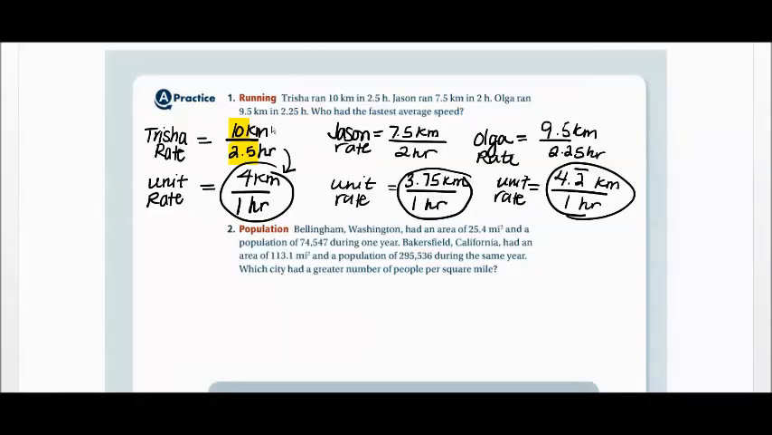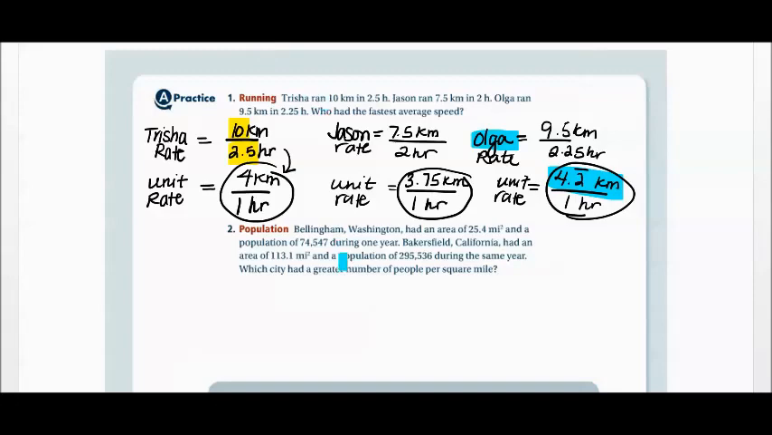Okay, so these are the 3 unit rates that I came up with. For Jason, we had 3.75 kilometers per 1 hour. For Olga, it was 4.2 repeating kilometers in 1 hour. And we had that Trisha was 4 kilometers in an hour. So we're looking for the fastest speed. The fastest speed is Olga's. This is the fastest speed. Did you get it right?